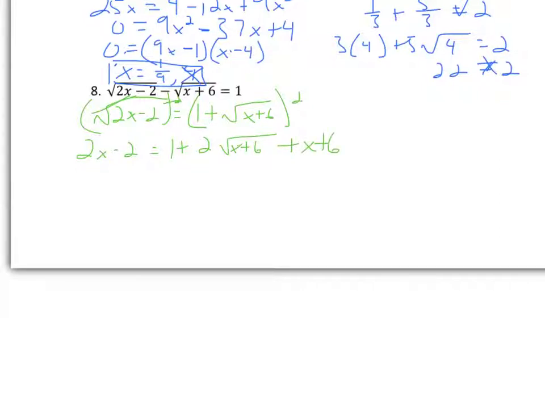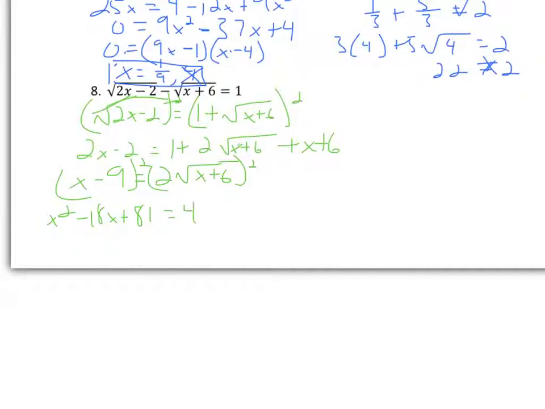Right, now we can get everything over and isolate this term, and then square both sides again. So we'll subtract some stuff over, and we're left with x. When we subtract the x over, we're also going to subtract a 7 over, so x minus 9 equals 2 root x plus 6. Square both sides again. We'll have x squared minus 18x plus 81 equals 4x plus 24, because it's going to be 4 times x plus 6.